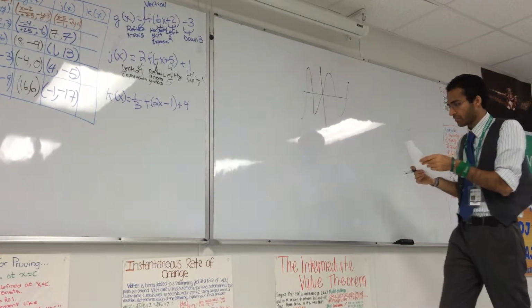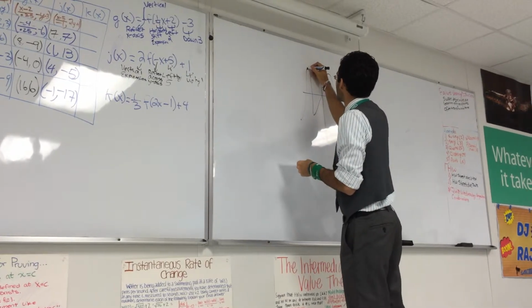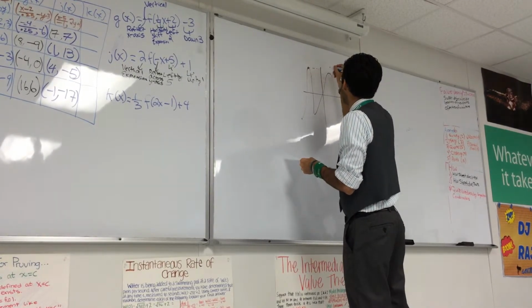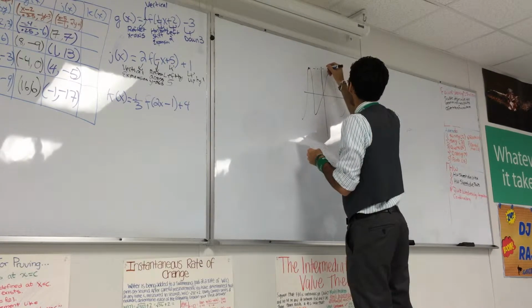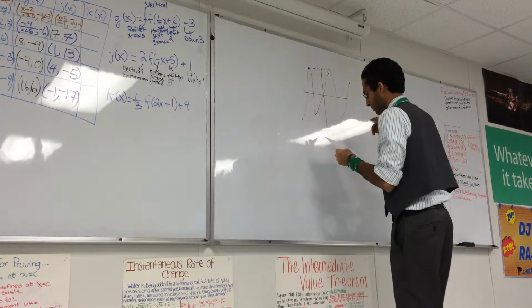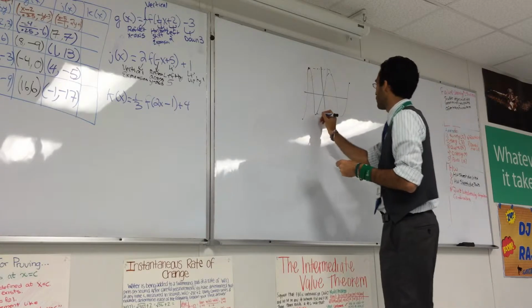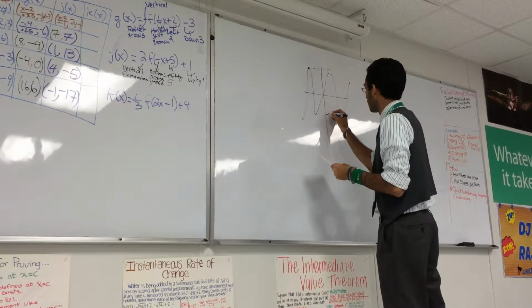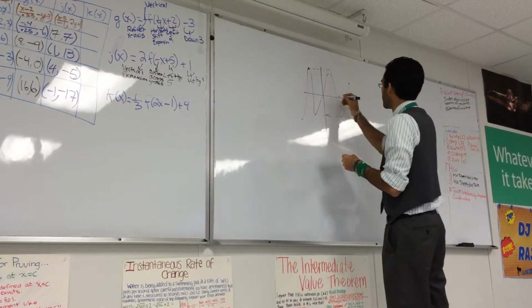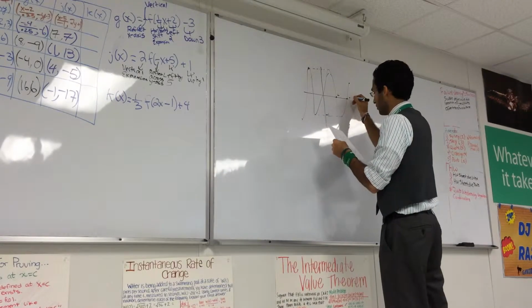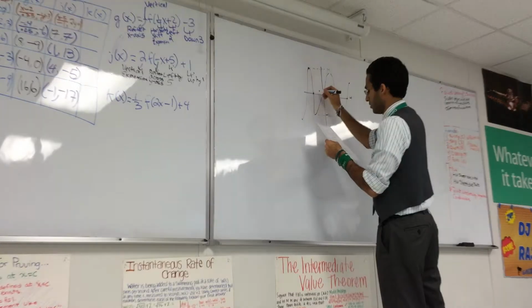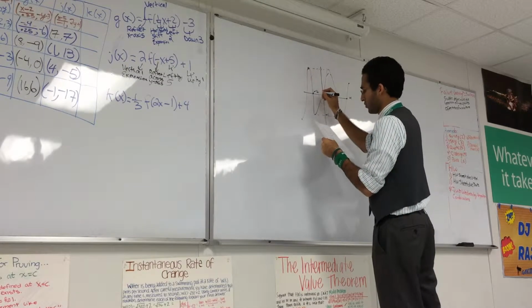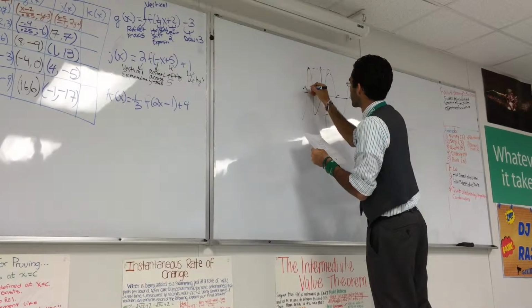And we have some points here. This is 1. And this should go up to the same spot. And this is -1. And this is 2. This is 4. This is 0. This is -2. This is -4.